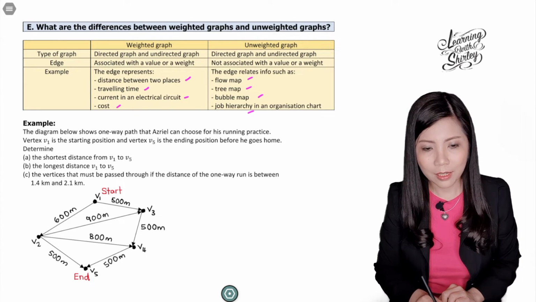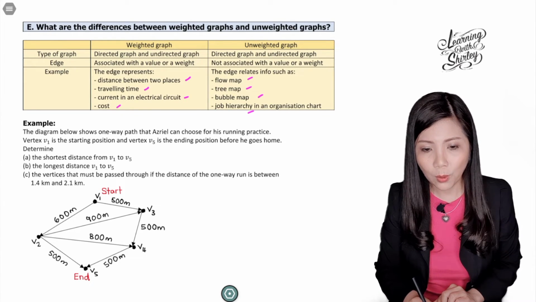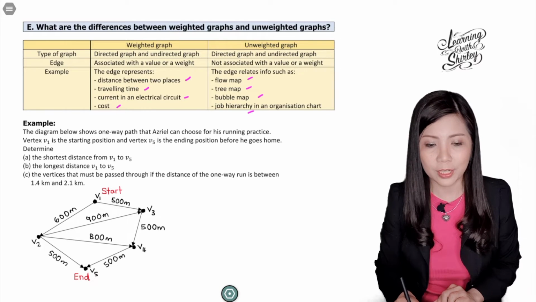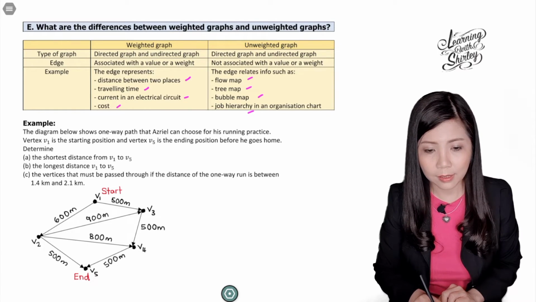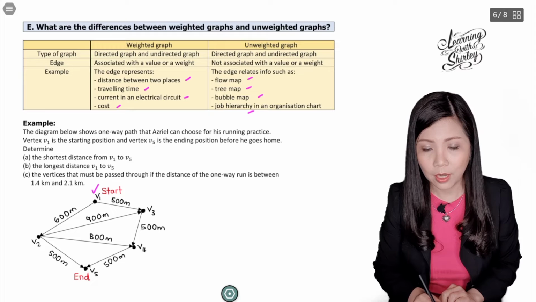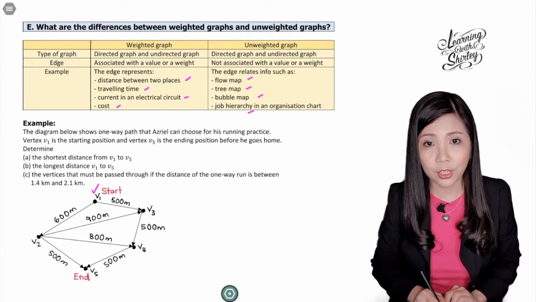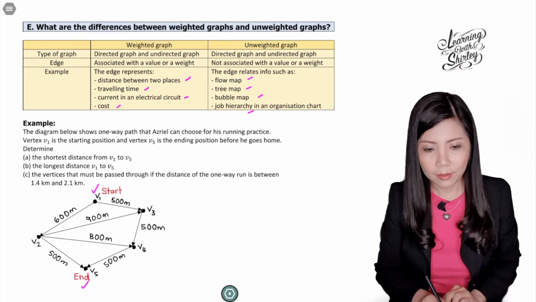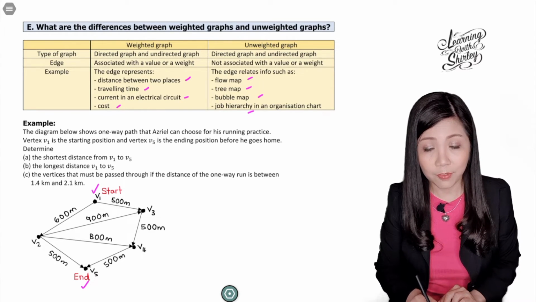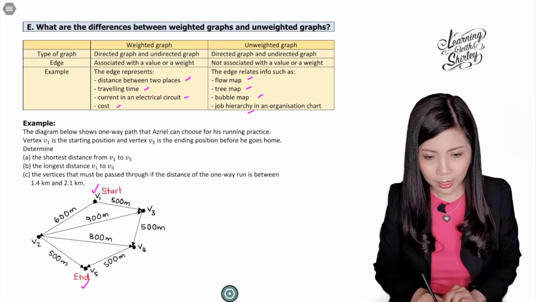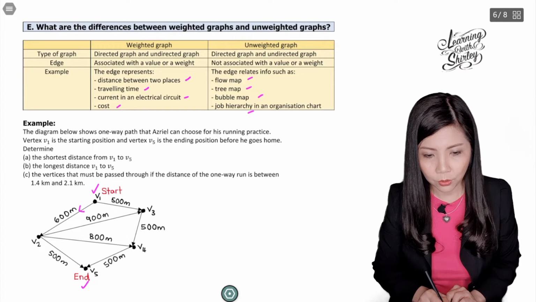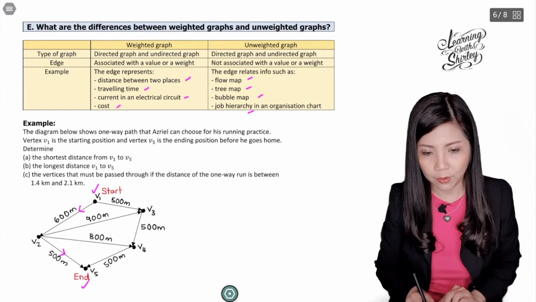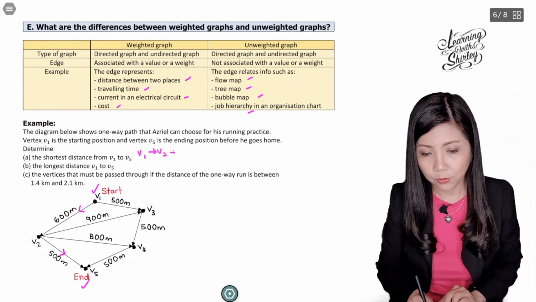Okay, let's look at this example. The diagram below shows one-way path that Ezra can choose for his running practice. Vertex V1 is the starting position, and vertex V5 is the ending position, that's the ending position before he goes home. So A, find the shortest distance from V1 to V5. I'm going to use V1 to V2 and then V2 to V5.